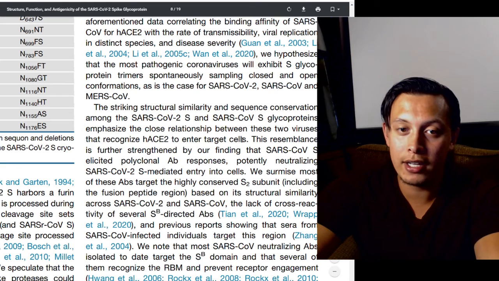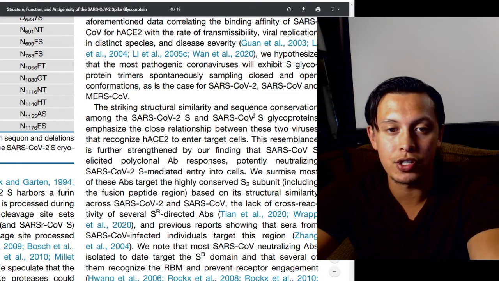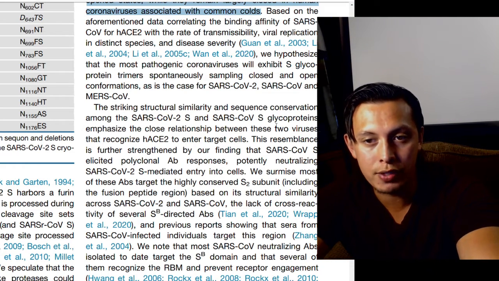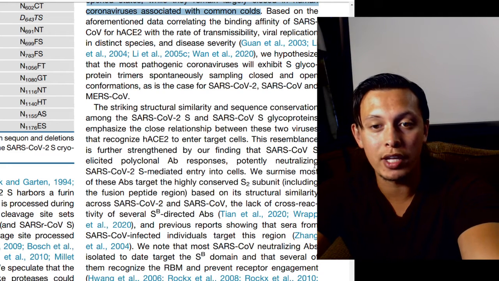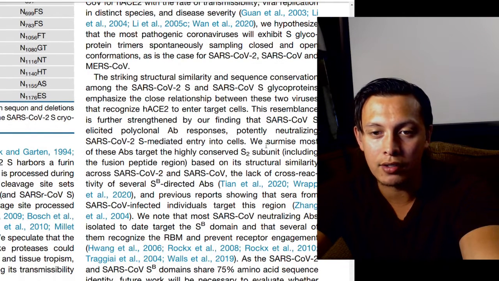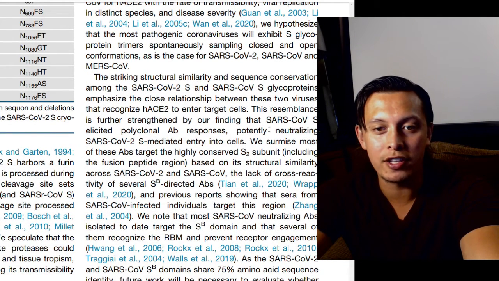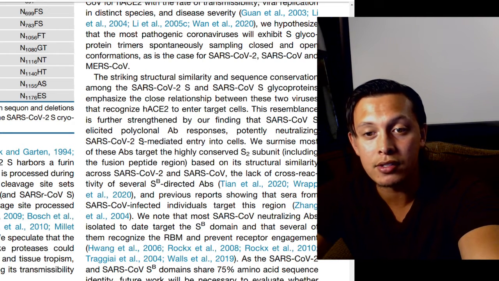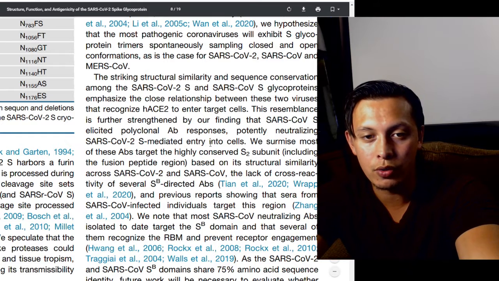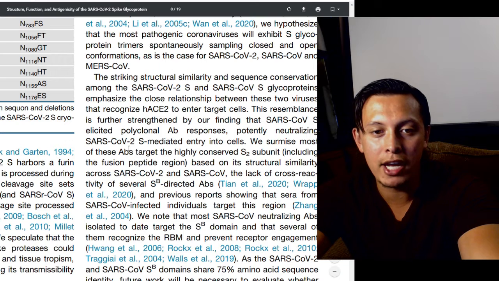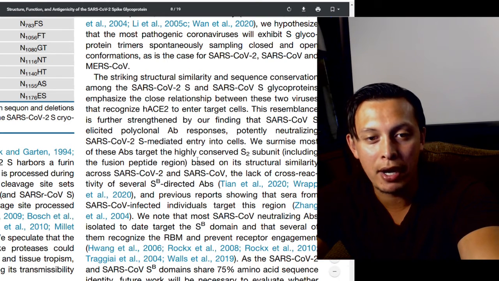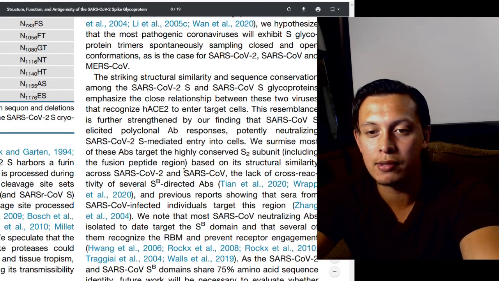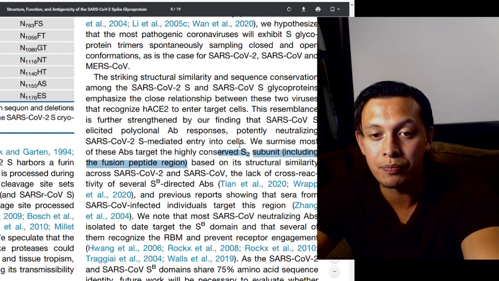The striking structural similarity and the sequence conservation among the SARS-CoV-2 spike and the SARS-CoV spike glycoproteins emphasize the close relationship between these two viruses that recognize human ACE2 to enter cells. This resemblance is further strengthened by our finding that the SARS-CoV spike elicited polyclonal antibody responses potentially neutralizing SARS-CoV-2 spike-mediated entry into cells. We surmise most of these antibodies target the highly conserved S2 subunit, including the fusion peptide region.